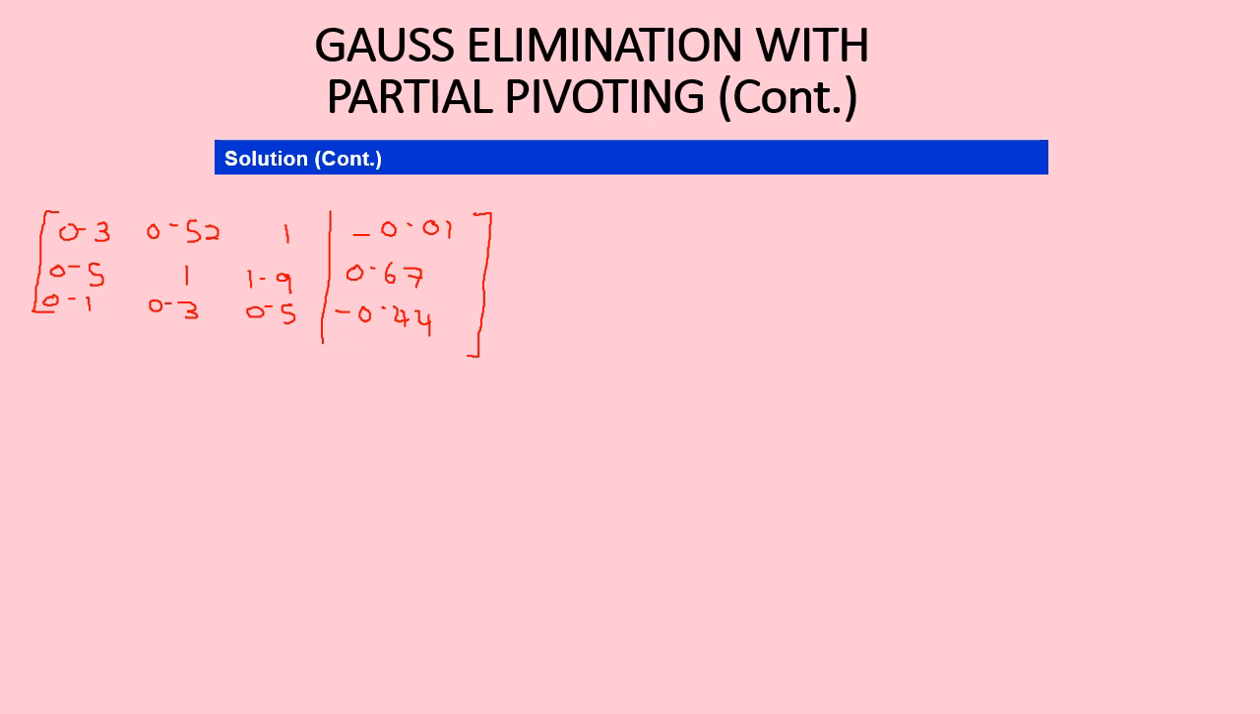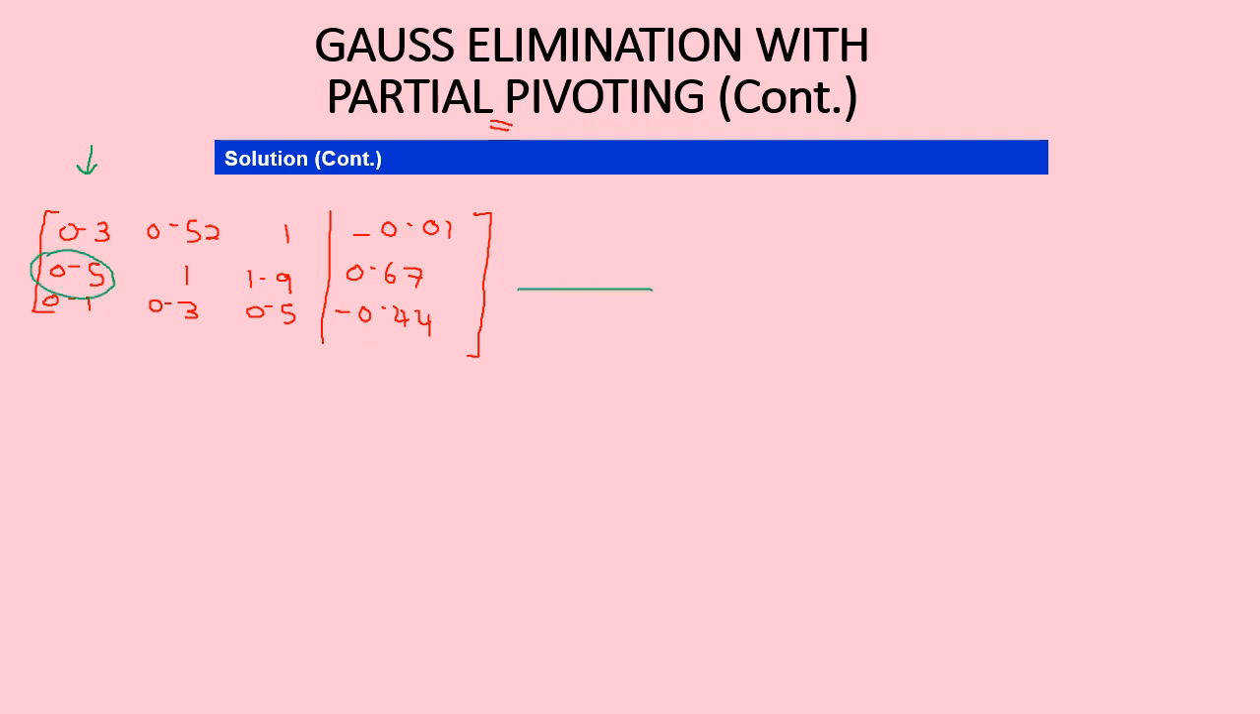Okay, for the first step, before we can do the forward elimination, the question asks us to solve by using partial pivoting, Gauss elimination with partial pivoting. That means we need to make sure our pivot element has the largest magnitude. So, from this matrix, we compare the first column. We compare between 0.3, 0.5, and 0.1. Which one is the largest value? So the largest value is 0.5.